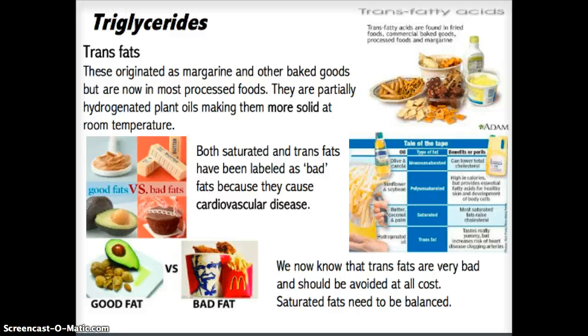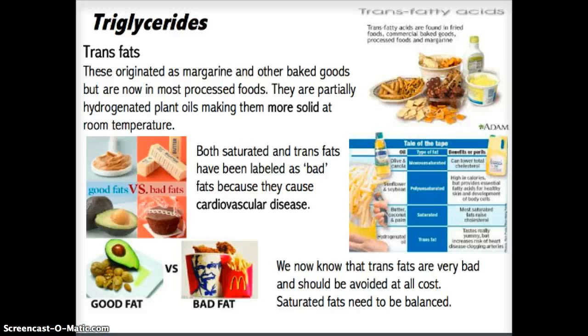And then we have trans fats. And trans fats are really the bad fat. Originally they came as margarine and other baked goods, but now we have them in all different processed foods. They are partially hydrogenated plant oils. So they put more hydrogens on them, and that decreases their double bonds and makes more single bonds out of them, and that makes them more solid at room temperature.